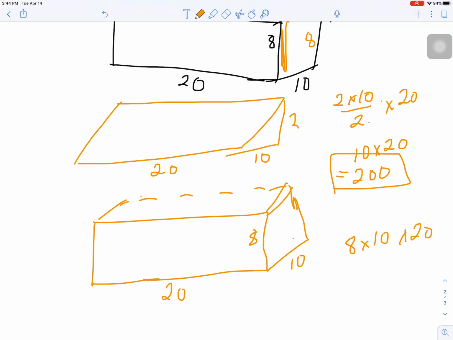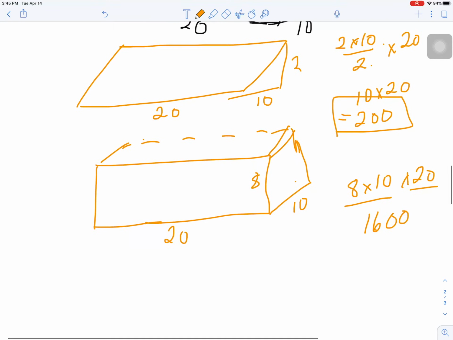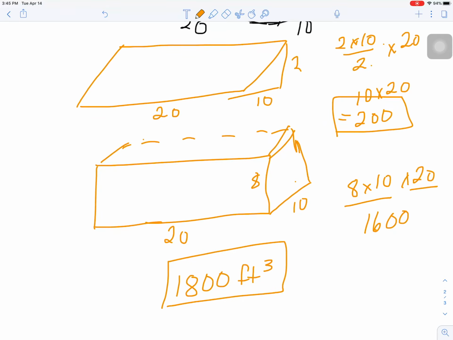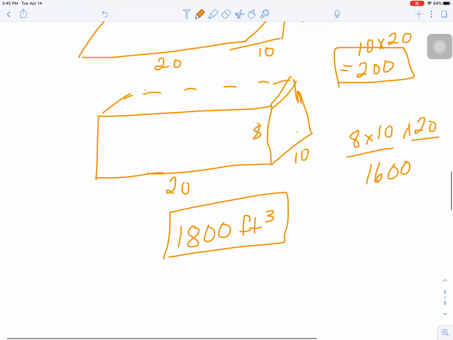So again, we're going to have 8 times 10 times 20. So that's 80 times 20. That gives us about 1,600. So when you add those together, your volume is going to be 1,800 feet cubed. And that would give you your answer. So that's really how you would find the volume of those different shapes. Remember to break it down to what you know in order to figure this all the way out.